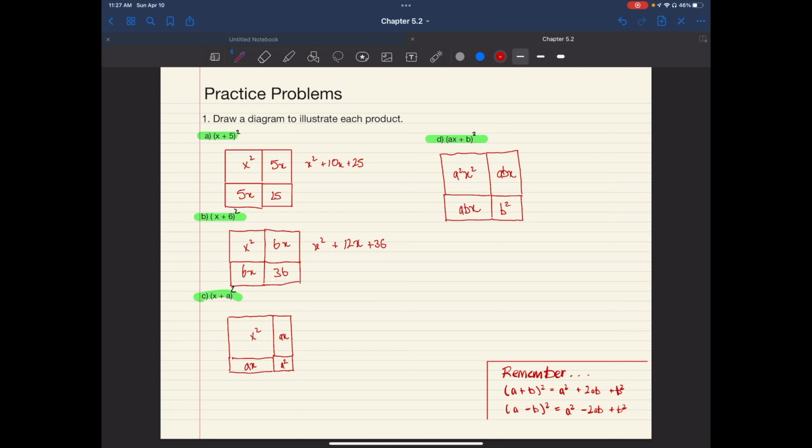Now, to help visualize this, what we should have also been doing is filling out what this is. So this is going to be up here. It would have been x plus 5, x plus 5 down here. Here, this would have been the same thing, x plus 6, x plus 6, x plus a, x plus a, ax plus b, and ax plus b, just like when we did the algebra tiles.